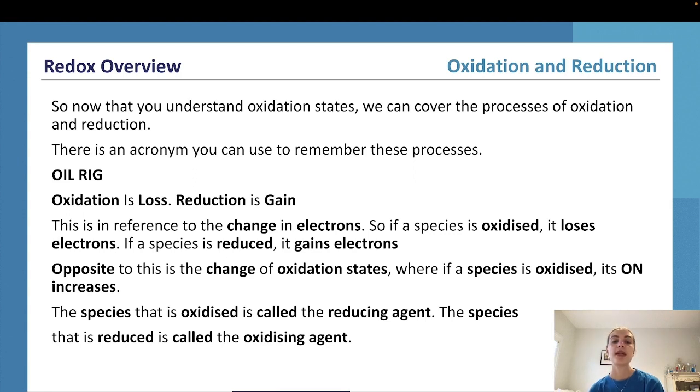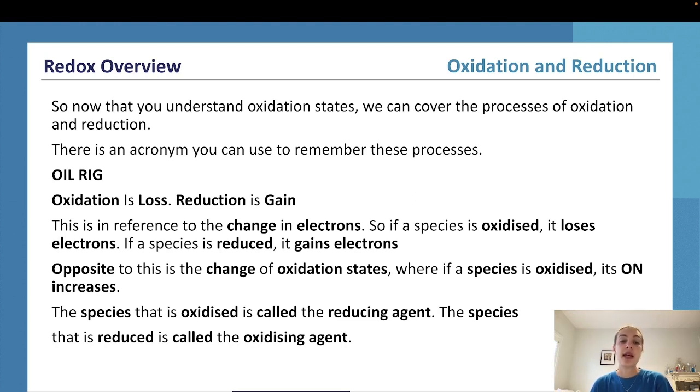And so the species that is oxidized is called the reducing agent because it causes the other one to be reduced, whilst the species that is reduced is called the oxidizing agent because it's causing the other one to be oxidized. And the way in which it's causing the other one to be oxidized or reduced by doing the opposite is because this is a sharing of electrons type process.